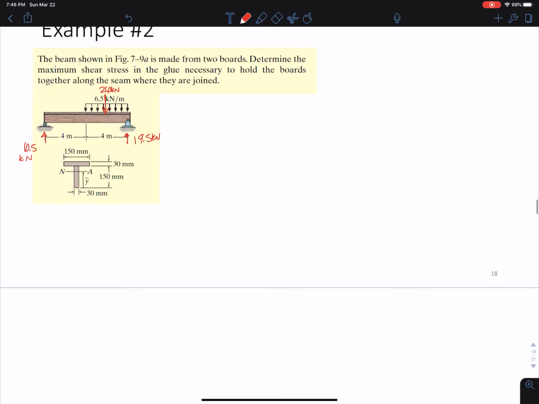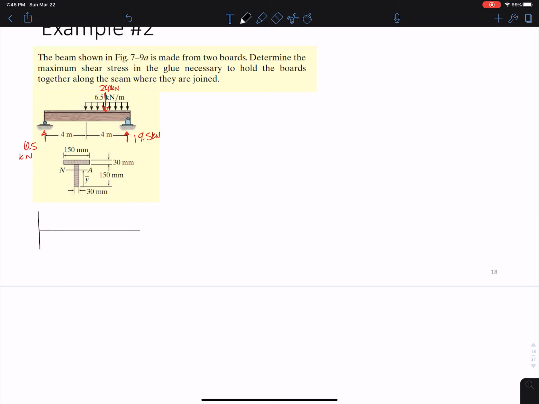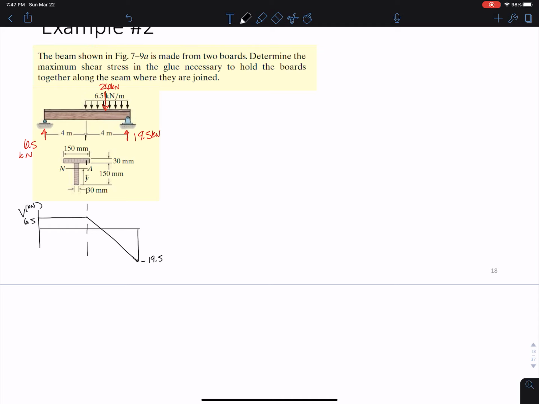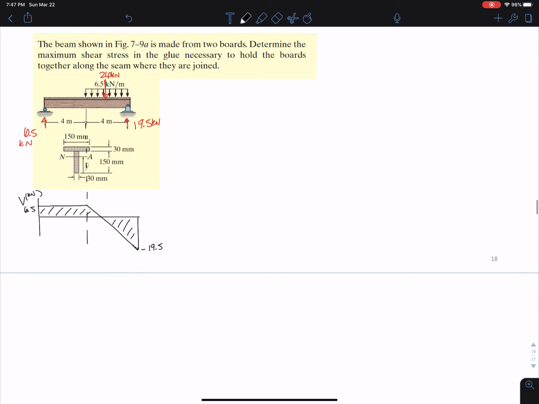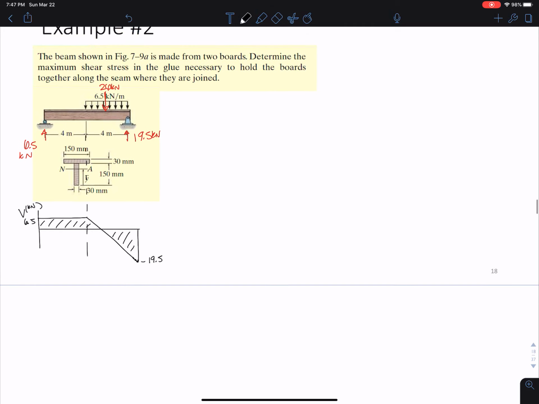If we want to draw the shear diagram corresponding to this loading, we would get constant shear up until this point, and then we have some linear function here. So this would be shear in kN, this is 6.5, and this is negative 19.5. Now let's take a look at what we need here.